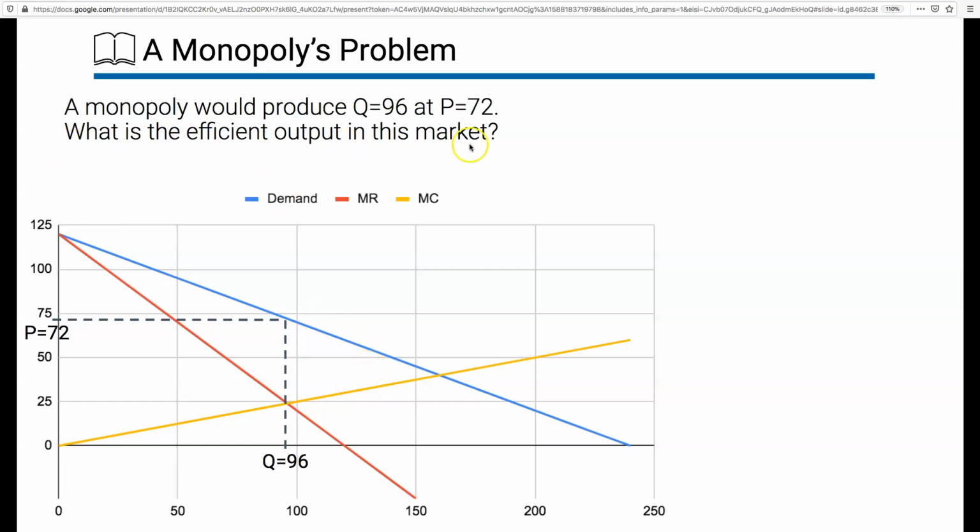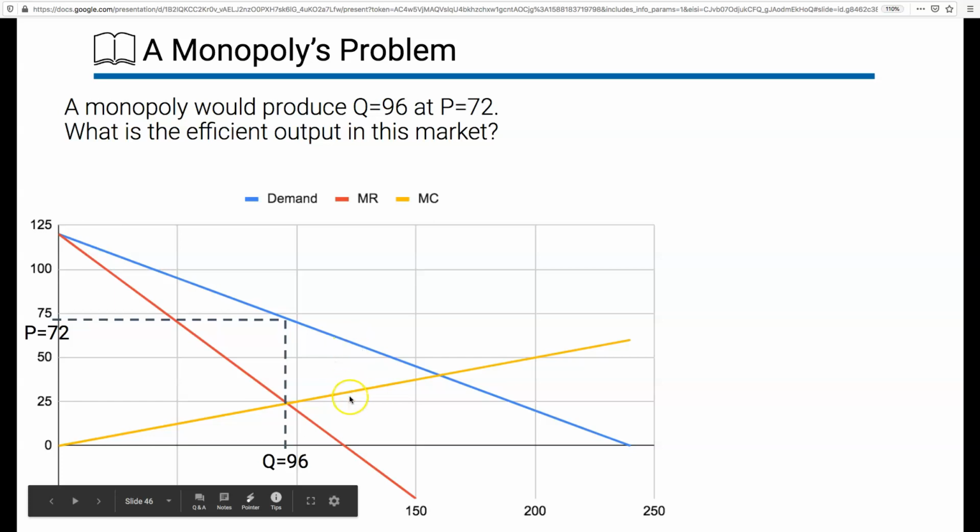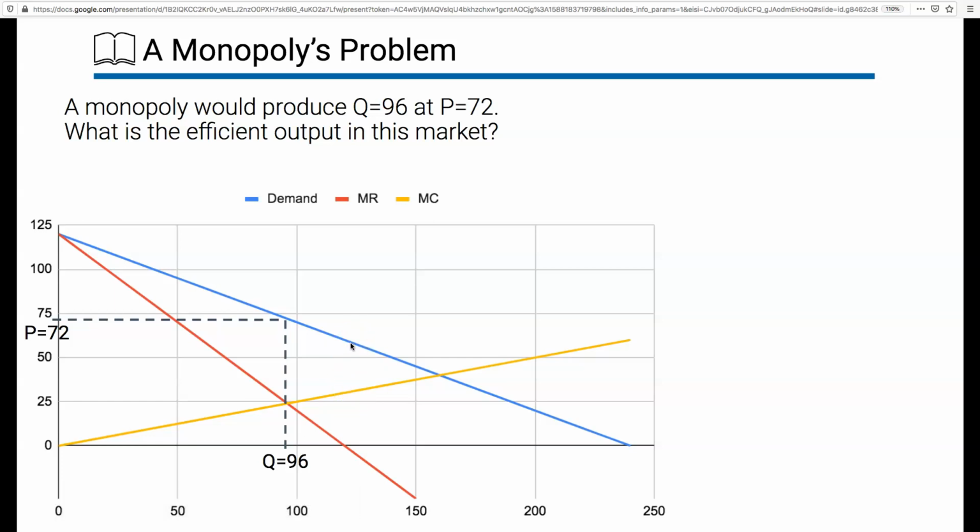So let's see, what is the efficient output in the market? What output realizes all gains from trade here? The efficient output will be where the yellow line, the marginal cost, meets the blue line, the demand. Because for all levels of output where demand is above the marginal cost, we have a situation when people, that means the consumers, are willing to pay more than it costs to produce a particular unit.